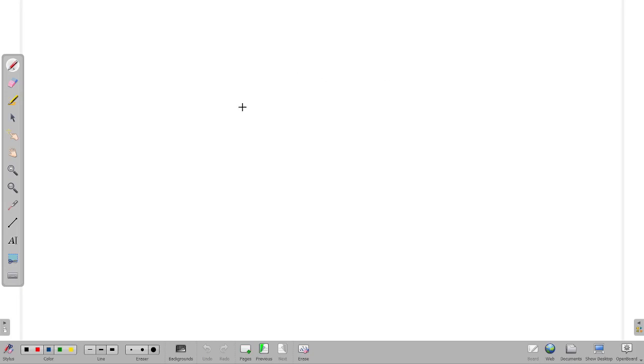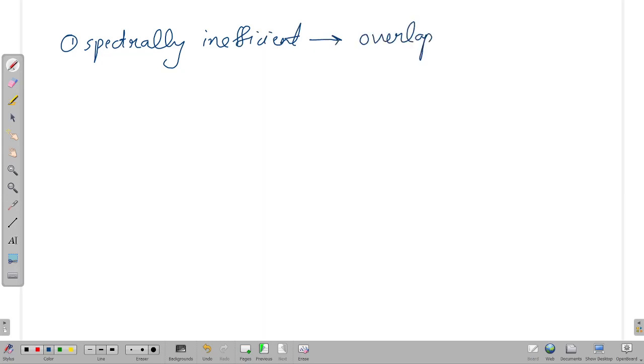We already saw the disadvantages of multicarrier modulation. One of them was that it was spectrally inefficient, and this disadvantage we can overcome by using overlapping subcarriers.